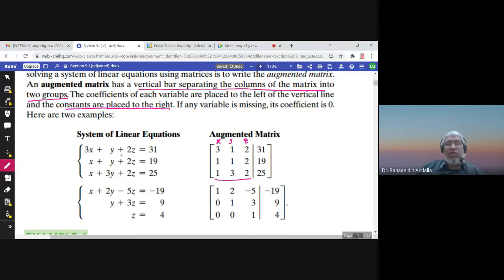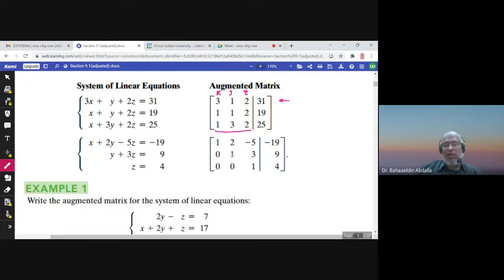And notice that the first row in the augmented matrix represents the first equation. So 3, 1, 2, 31. So each row represents an equation, and each column represents a variable, except the last one after the vertical bar, which represents the constant numbers.